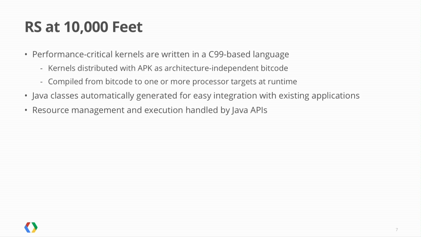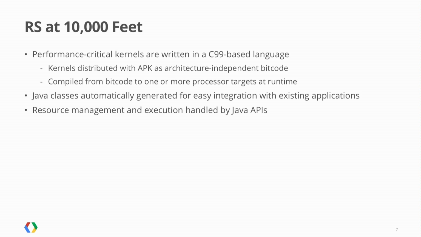We also reflect Java classes for easy integration with existing applications. What this means is essentially that every time you have a RenderScript file, we generate a set of Java classes that go with it so that you can control execution of that without relying on string-based APIs or having to use JNI or something like that. We also have standard resource management and execution in our Java API as well.